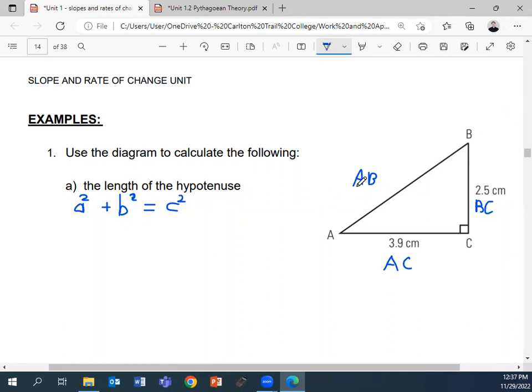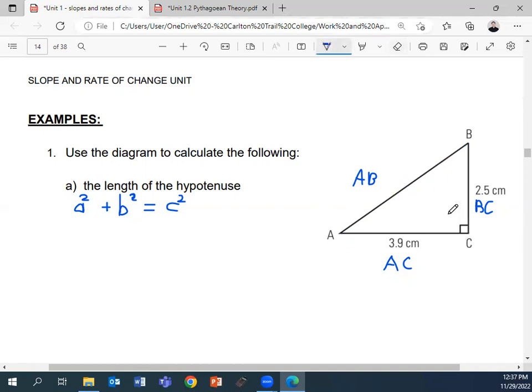So the reason I've called this line AB is because this is the line between A and B, right? This line's called BC because it's the line between B and C. This line's called AC because it's the line between A and C. So which of these 3 lines is the hypotenuse?